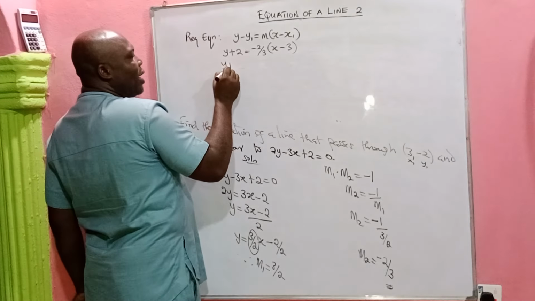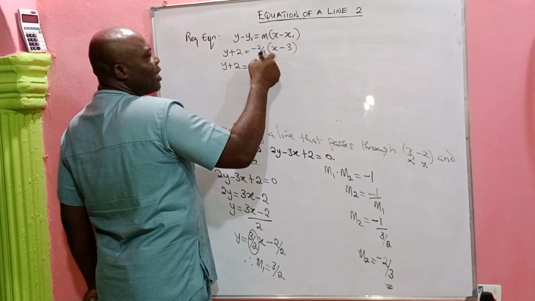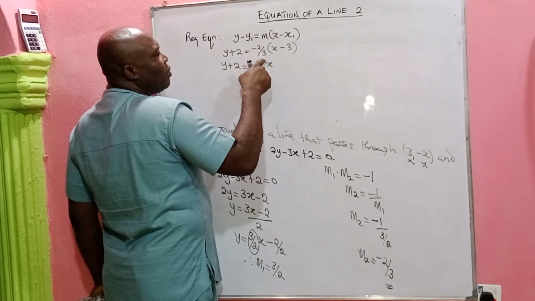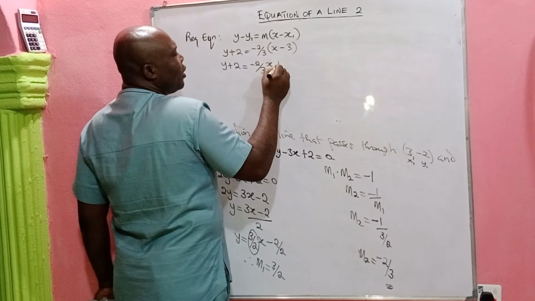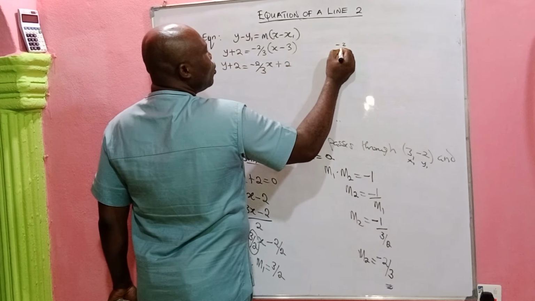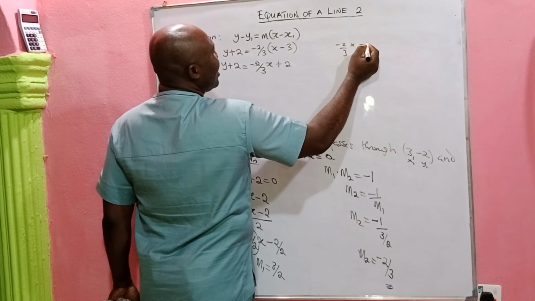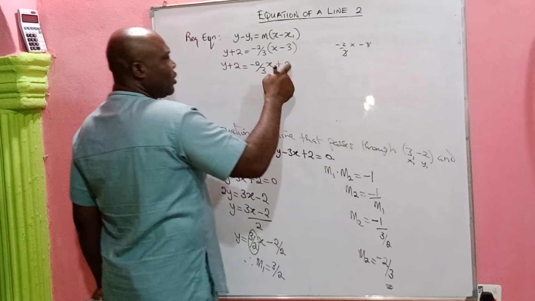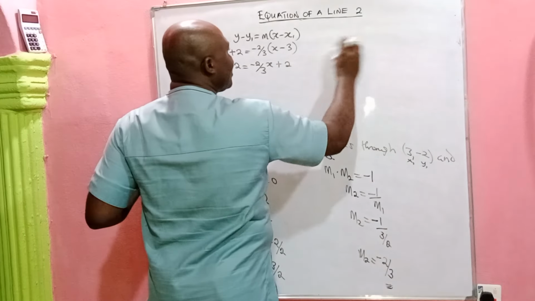So we are going to have y plus 2 equals minus 2 over 3x. Minus 2 over 3 times minus 3 will give us a positive 2. Minus 2 over 3 times a negative 3. This crosses this. Minus 2 times minus 1 will give us positive 2. So we have that as our result.